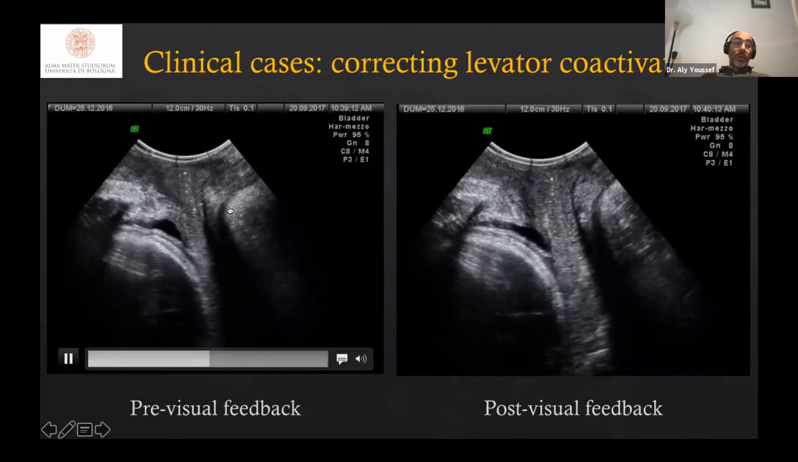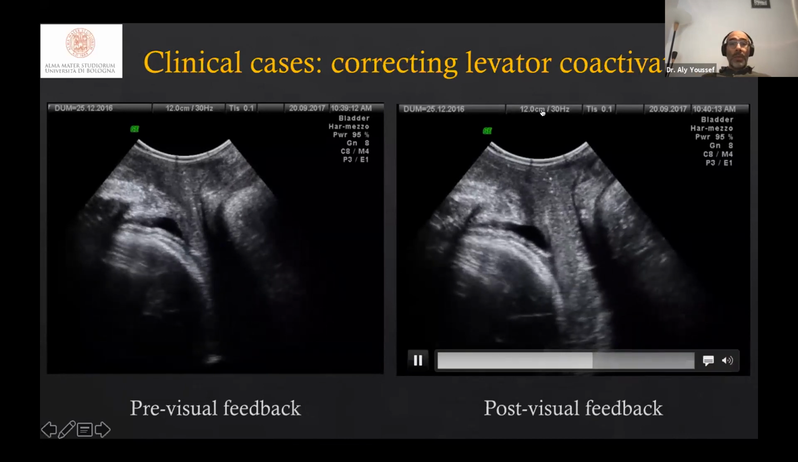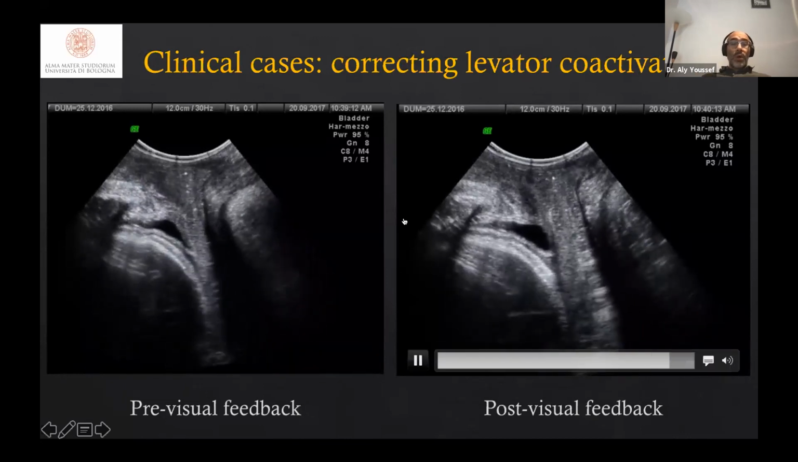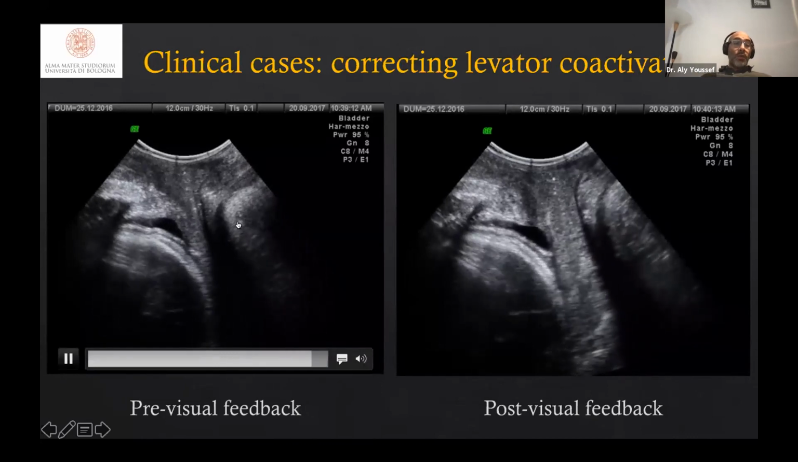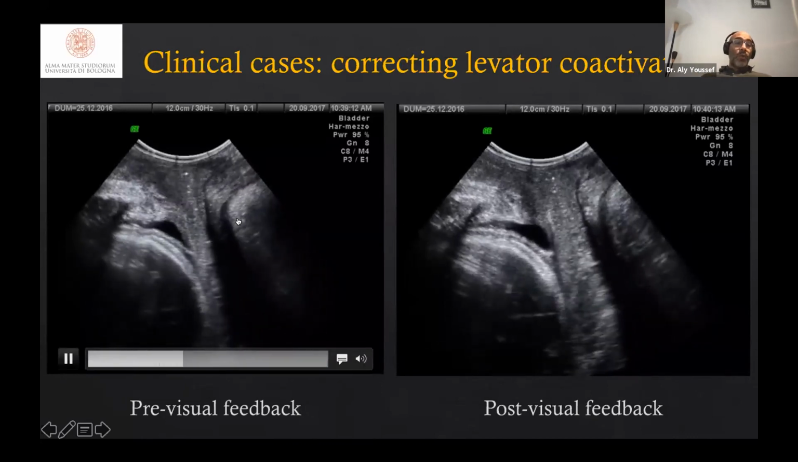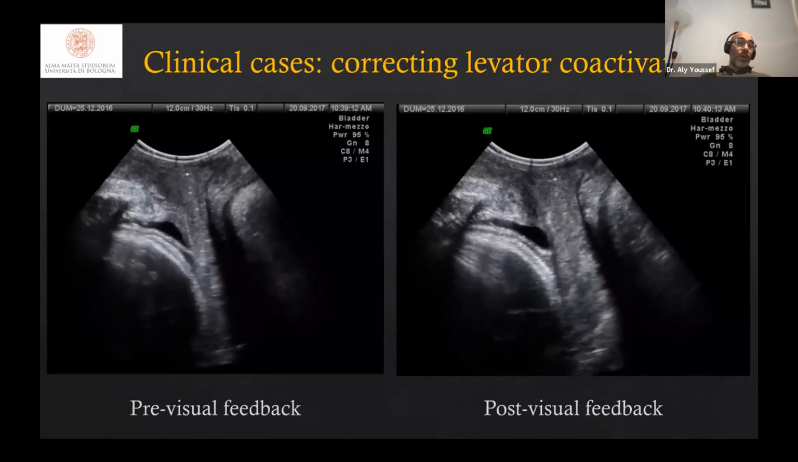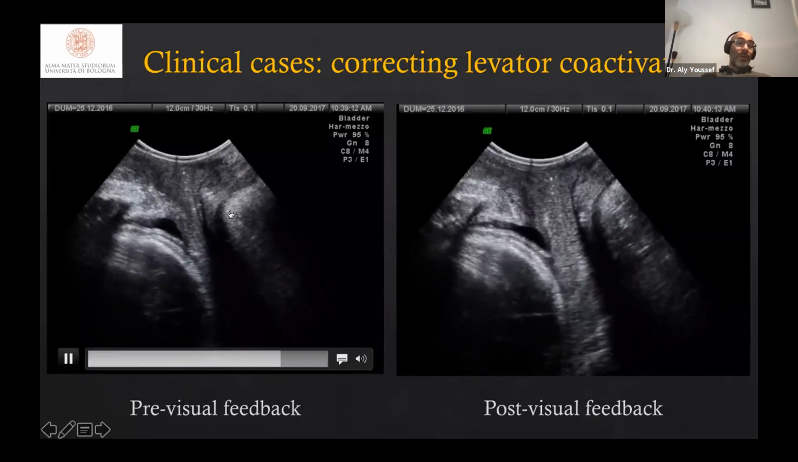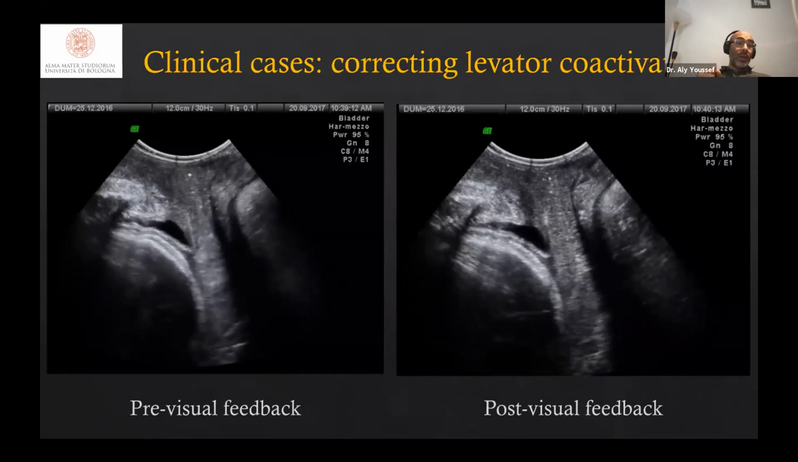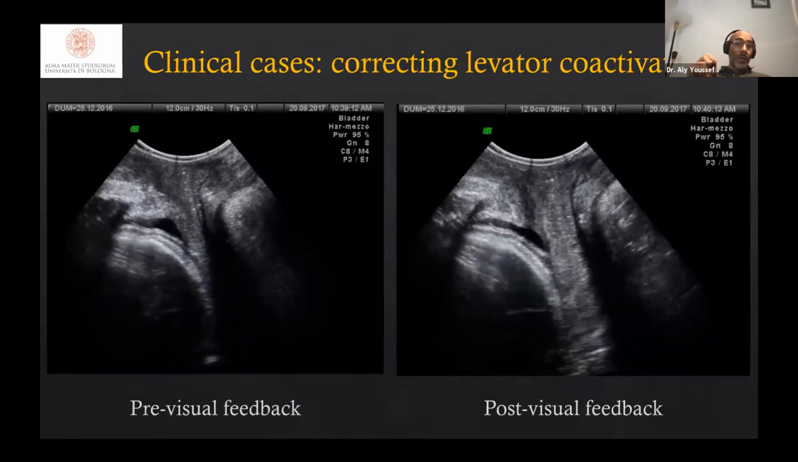So we asked the woman, this is the same woman with a 1 minute difference between the two videos. On the left hand side, we have a woman who's coactivating, and then we instructed her that no, you are contracting. Look at the muscle. If it moves to the left, you are contracting. Try to relax, okay, when you push.